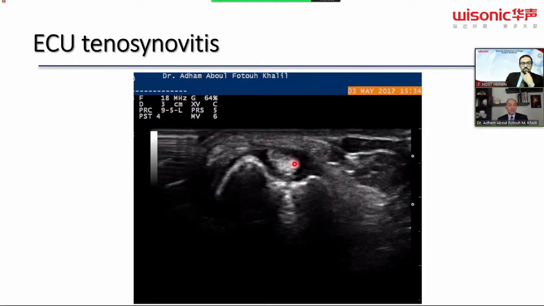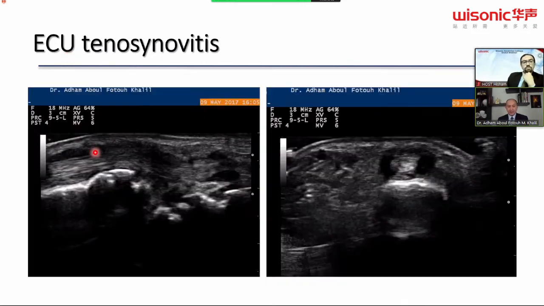The extensor carpi ulnaris at the ulnar side here at the wrist is a very important tendon that can be involved in rheumatoid arthritis. Not only this, but we can detect near the styloid process of the ulna a bone erosion, together with this tenosynovitis of the extensor carpi ulnaris. Both are very significant in rheumatoid arthritis patients. Here you can see the longitudinal level. Here you can see the short axis view. All of them show bone erosions, abnormal tendon, and abnormal tendon relief.